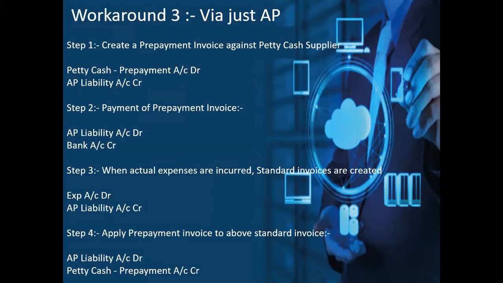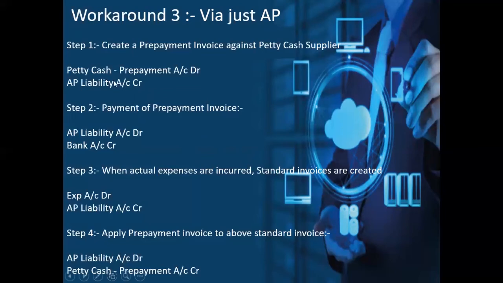The first step would be, whenever you make a payment of petty cash to the petty cashier, you create an entry called petty cash prepayment account debit and your AP liability account credit. So it's basically a recording of the prepayment or advance given to the petty cashier. And whenever you're making a payment of the prepayment invoice, your AP liability account will be debited and the bank account will be credited. So you should be using that particular bank account from where you are actually withdrawing the cash and giving it to the petty cashier.